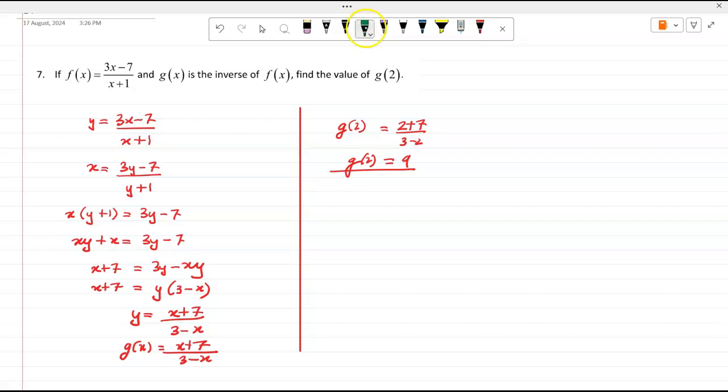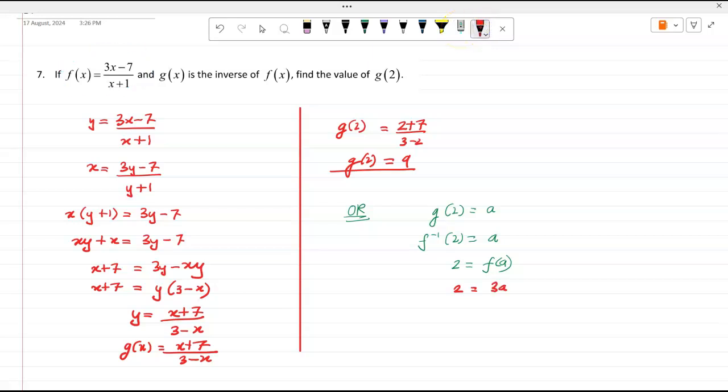G(2) is what we are finding. Let's call it a. Now g is equal to f inverse, so g(2) equals a. G is the inverse of f, so 2 will be equal to f(a). The f inverse will go on the other side as the function. Now what's your f(a)? It is equal to 2. Put in this.